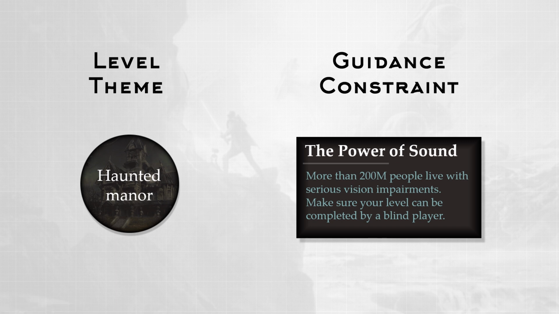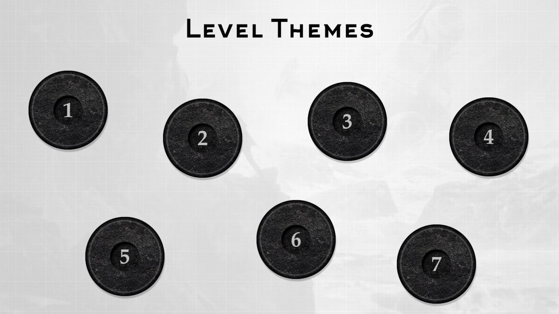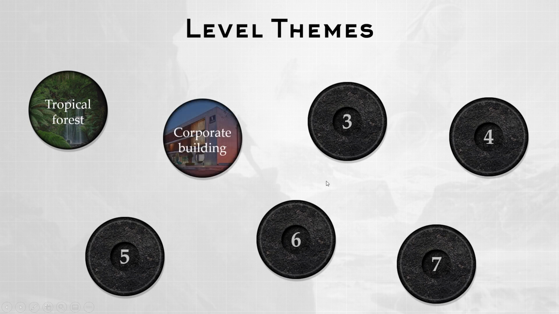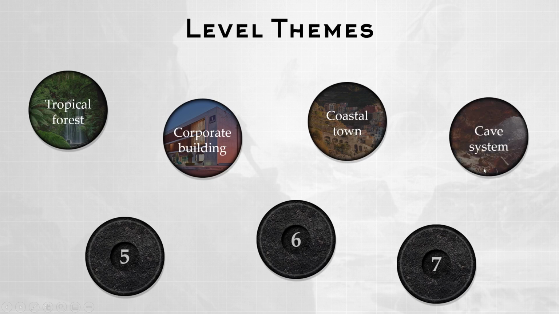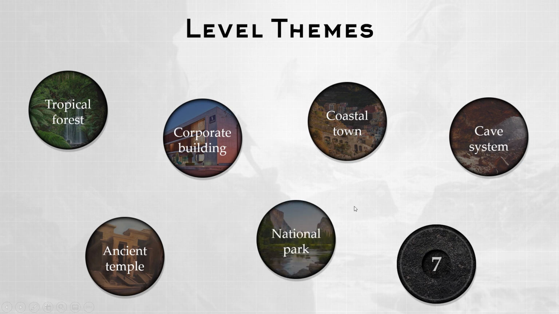If you want to complete this assignment and work with one of the themes that I have prepared, just think about a number between 1 and 7. You have one? Alright, then let's reveal them. So 1 would be a tropical forest, 2 is a corporate building, then there's a coastal town, 4 is a cave system, and we've got an ancient temple, national park is number 6, and finally, an abandoned factory is number 7.